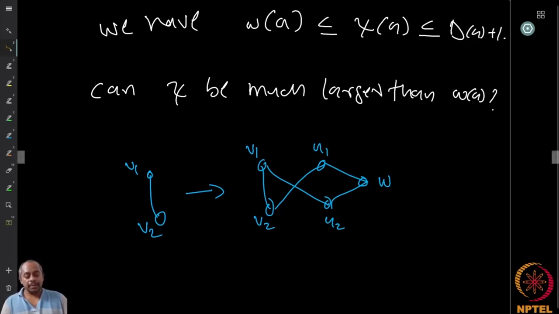Similarly, there was no triangle in this graph, so there is no triangle here. Now can this create a triangle? U1 is adjacent to all the neighbors which were copies of the neighbors of V1. If I look at the graph with just U1, U1 cannot be part of any triangle, because U1 is precisely like V1 in the graph. If there is a triangle involving U1, there is also a triangle involving V1, because that is a triangle in this graph only. Any triangle here is also a triangle here.